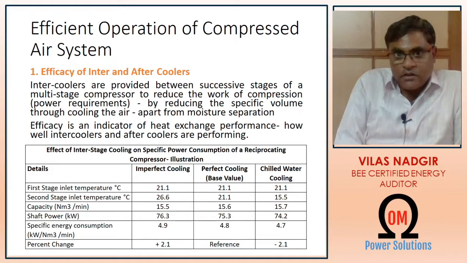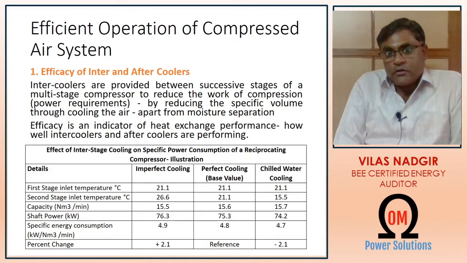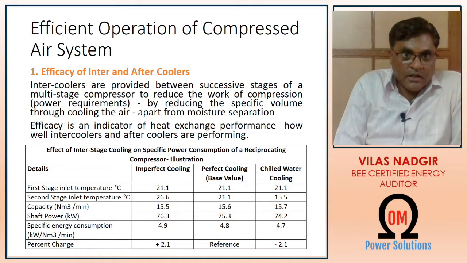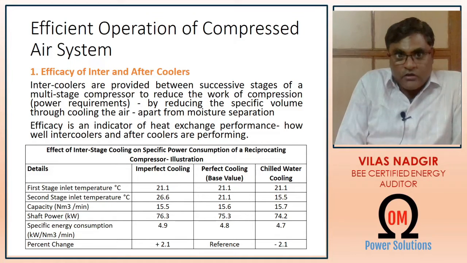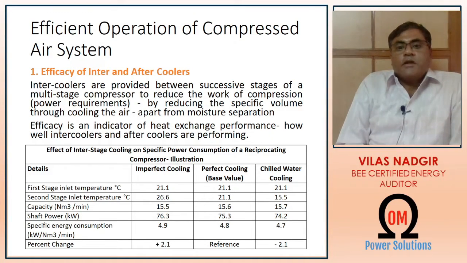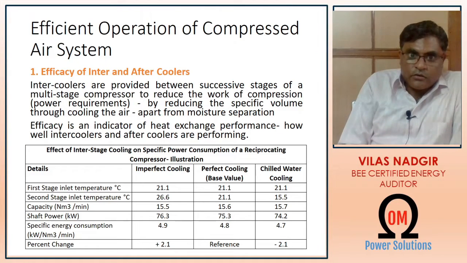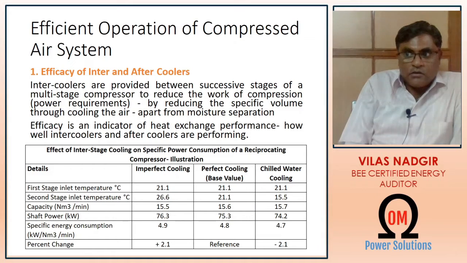Now we will be looking at the various types of energy conservation measures that can be implemented for this utility. The first one is efficacy of inter and after coolers. As we have studied in earlier slide that the outlet air temperature will always be higher than the inlet air temperature.